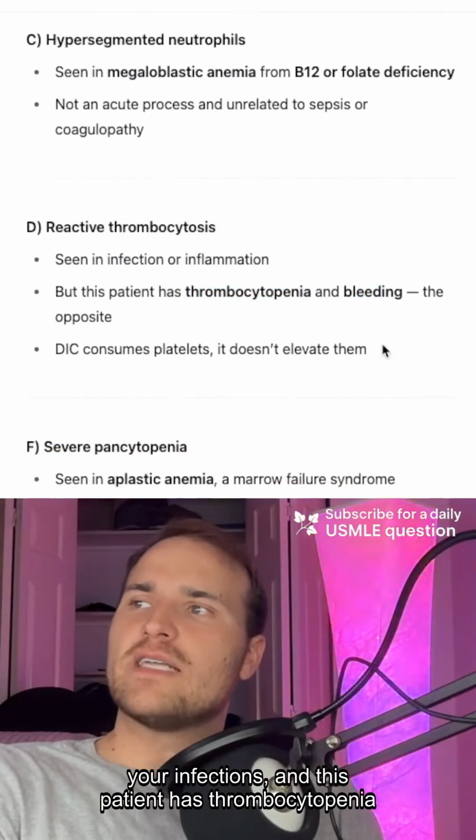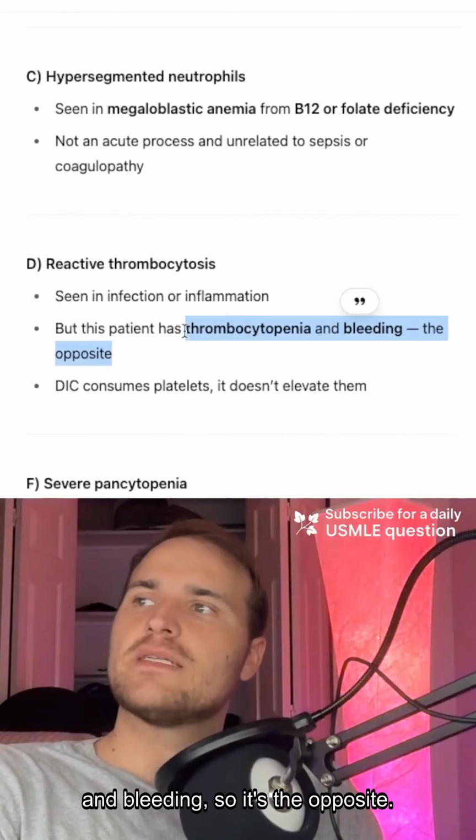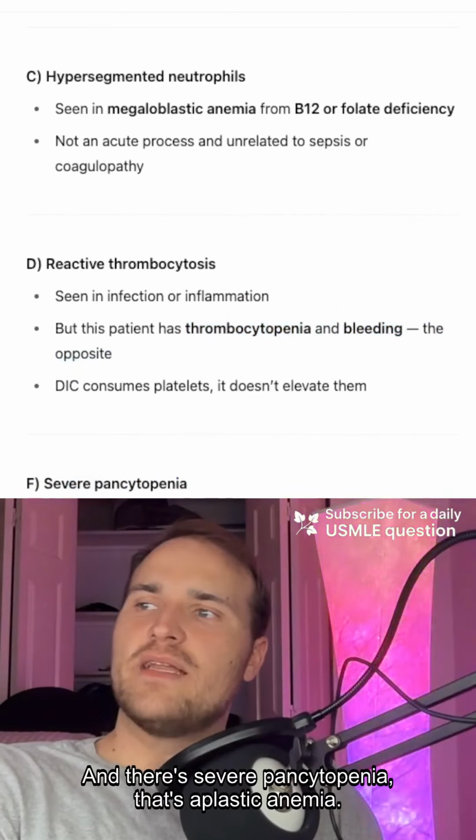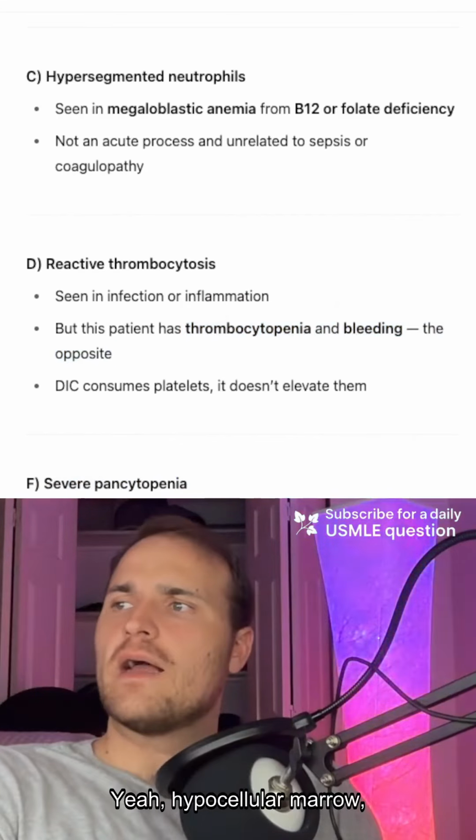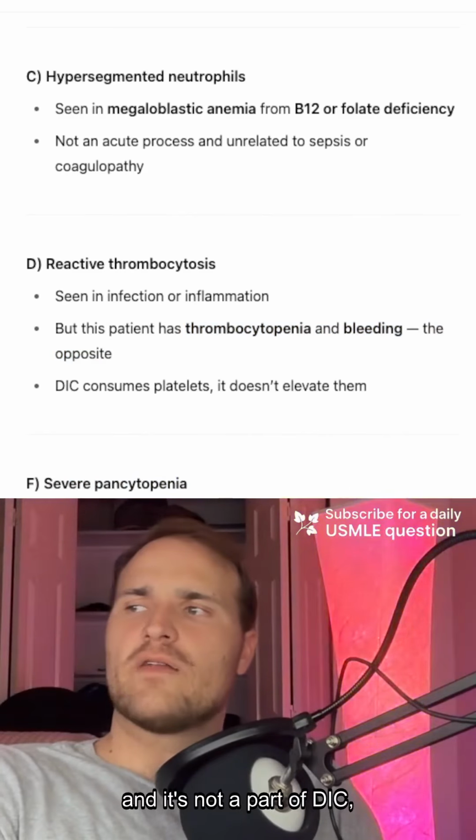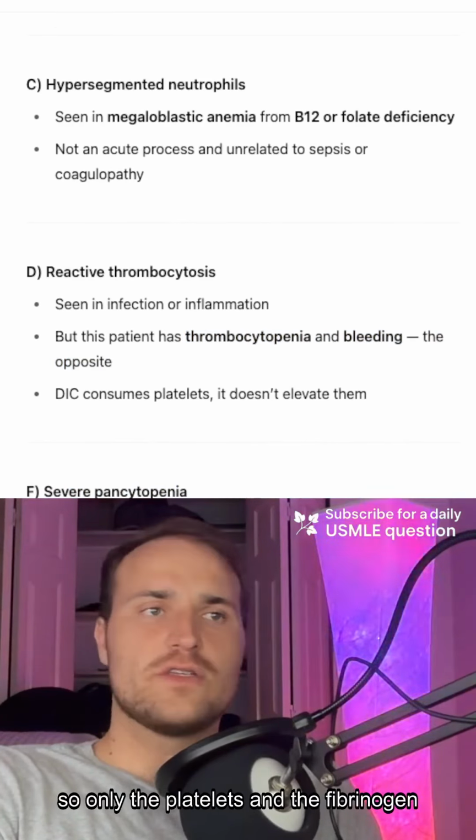And this patient has thrombocytopenia and bleeding, so it's the opposite. And here's our severe pancytopenia. That's aplastic anemia. Yeah, hypocellular marrow, and it's not part of DIC. So only the platelets and the fibrinogen drop acutely.